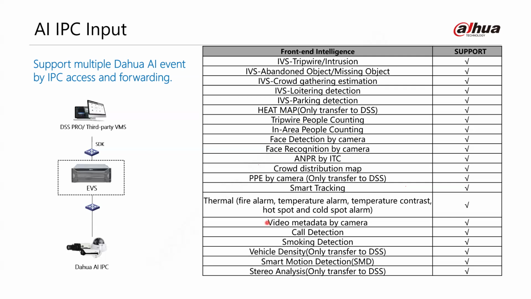So the DSS is the one that can support stereo analysis, vehicle density, PPE by camera, and the heat map function. So, AI by input. This EVS will support multiple functions supported by the camera itself. Whatever is not supported through the camera, the DSS Pro will take over and help you in having that done.